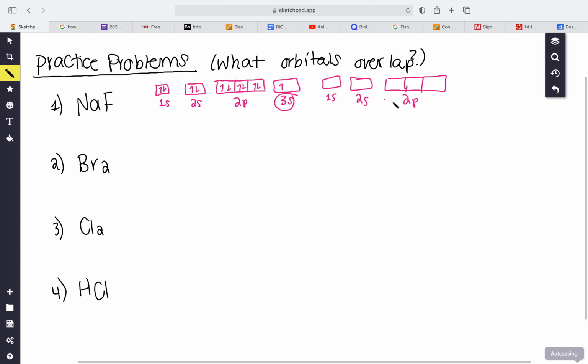So we have a 1s, 2s, and 2p, so we're going to get to 9. So we have 1, 2, 3, 4, 5, 6, 7, 8, 9. So there's our half-filled orbital, so it's going to be in 2p. So the orbitals that overlap in this scenario are going to be 3s and 2p.